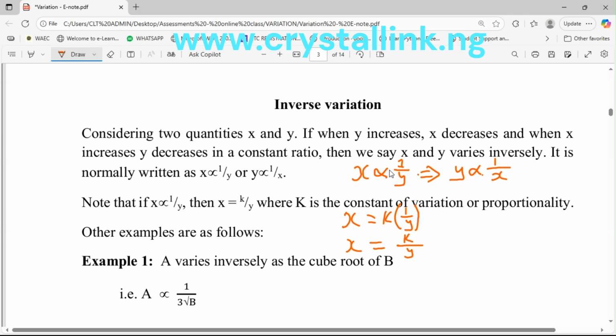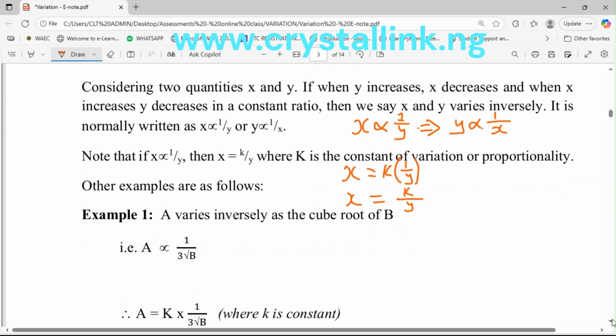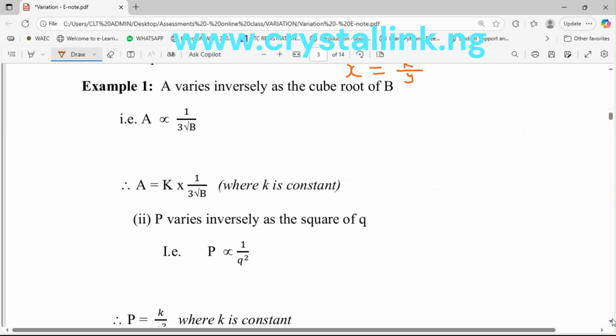So that's how you change this statement to an equation. So I have some illustrations here, which I'm going to run through quickly before we now take more interesting questions.